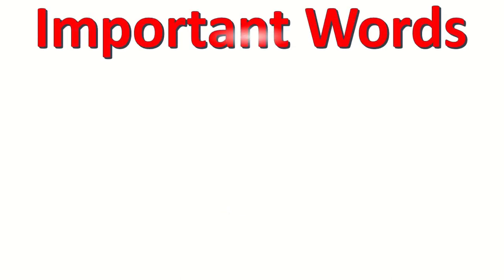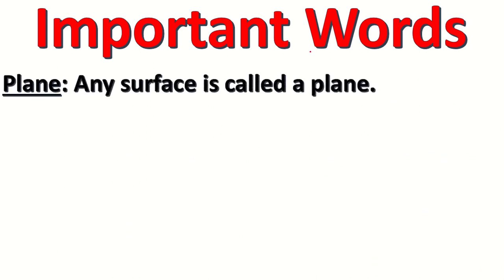Okay, now next, let's talk about some important words used in coordinate geometry. First is plane. So what is a plane? Any surface, like your book, like your notebook, like the paper, like a table, any surface, whatever you see, that is called a plane.